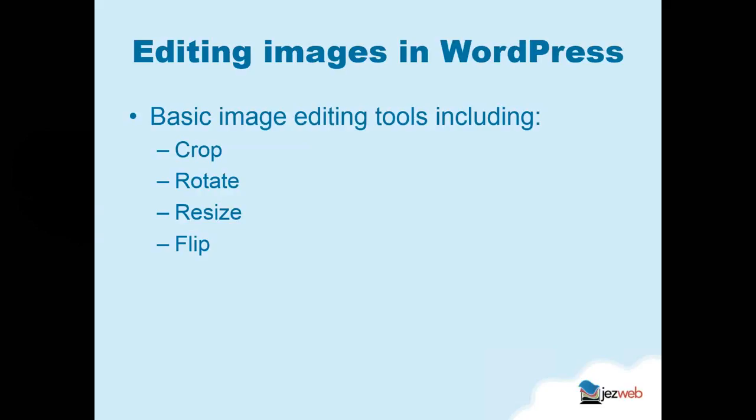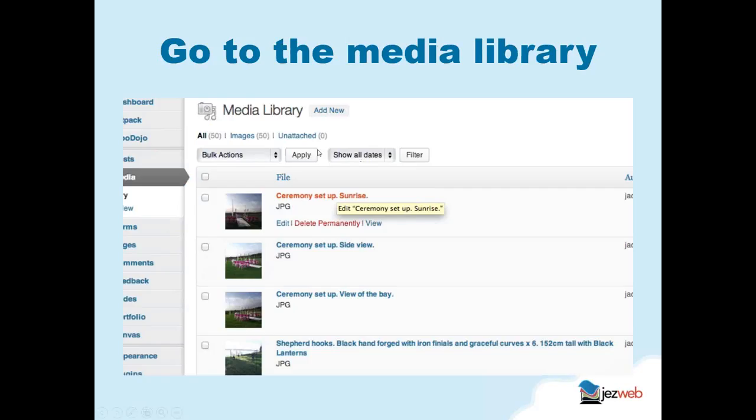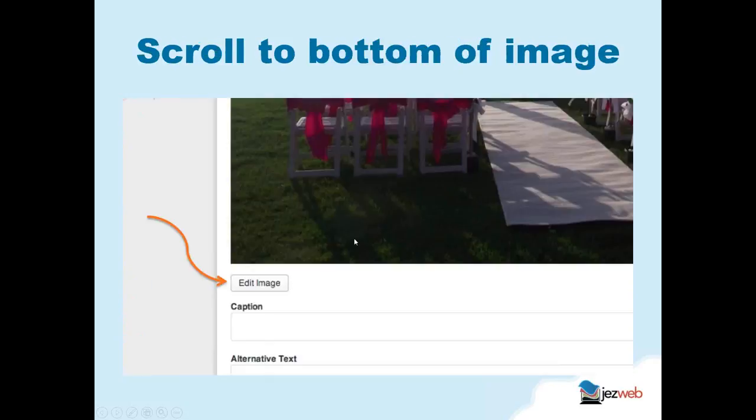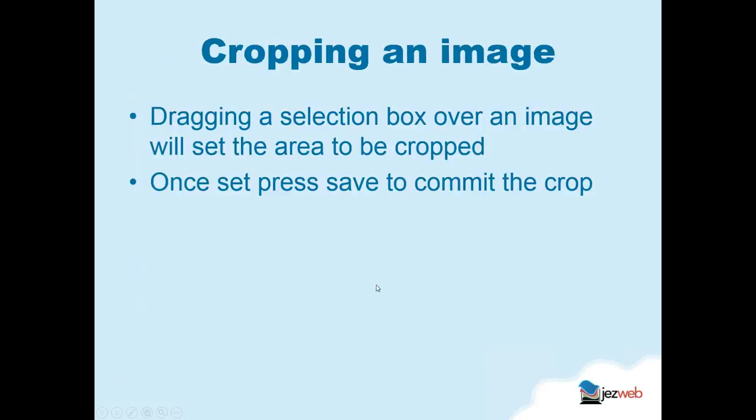The other one, which I don't use very often, but sometimes it's handy, is just to crop an image that's already in WordPress. There's some basic editing which you can do, which is crop, rotate, resize, and flip. When you're in your media library and you see all the photos in there, if you click onto one of them and then scroll down, there's this button under the image which is called Edit Image.